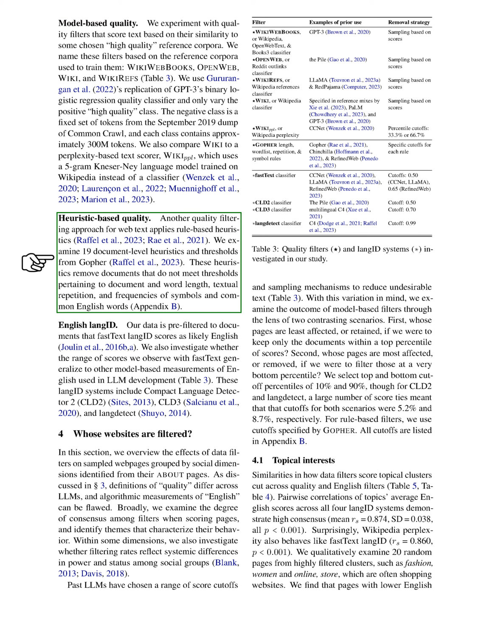Another approach to quality filtering applies rule-based heuristics. We examine 19 document-level heuristics and thresholds that remove documents not meeting certain criteria related to document and word length, textual repetition, and frequencies of symbols and common English words.